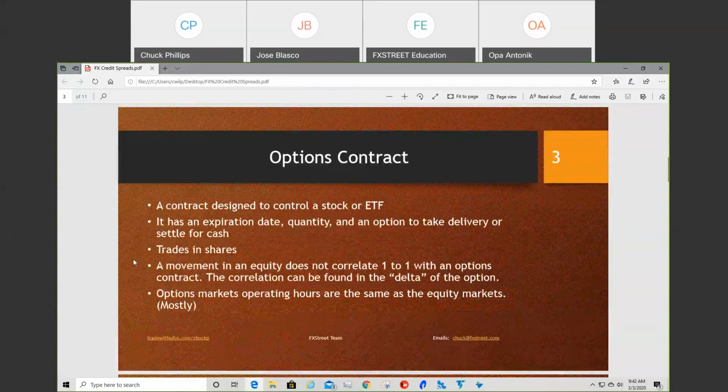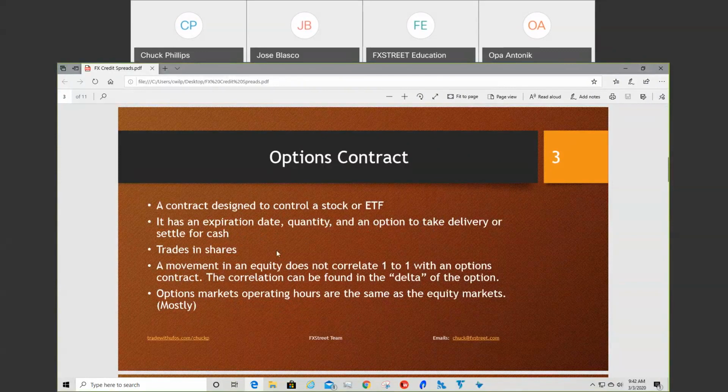So an options contract, like I said, just a quick review, is designed to control a stock or an ETF. So it does have leverage. They have expiration dates and a quantity, the number of contracts. You can take delivery or have delivery put to you in some occasions. They can also settle for cash. That's rare. Things like the SPX index settle for cash, but mostly it's taking delivery of a stock if you let it get put to you, or if you decide to execute your call.